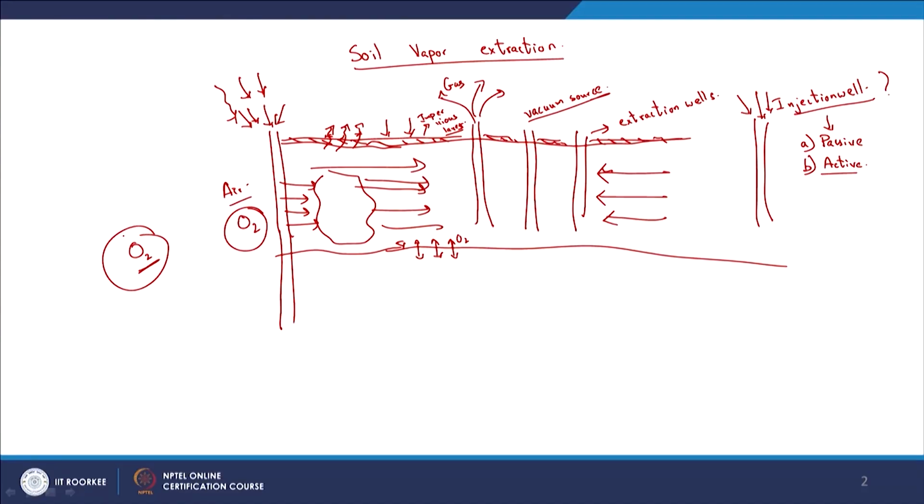Again, it has typically been seen that soil vapor extraction tends to enhance the effects of natural attenuation. So, that is one aspect to keep in mind.